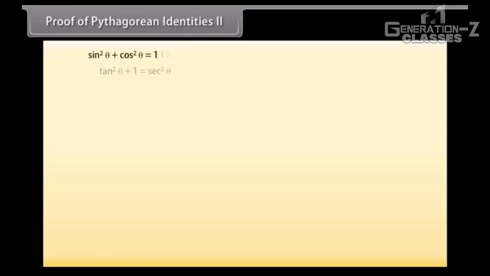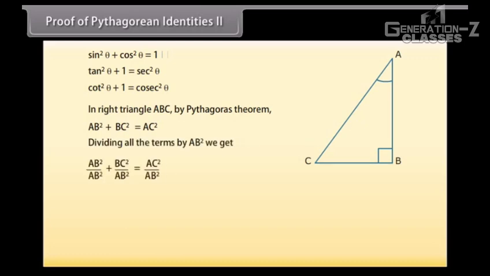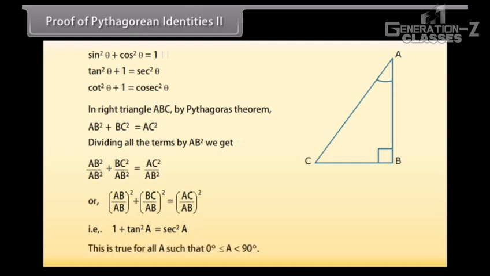Proof of Pythagorean identities 2. Similarly, we will prove these two identities. In right triangle ABC, by Pythagoras theorem, AB square plus BC square is equal to AC square. Dividing all the terms by AB square we can write it as (AB upon AB) whole square plus (BC upon AB) whole square equal to (AC upon AB) whole square. That is, 1 plus tan square A is equal to sec square A. This is true for all A such that 0 degree is smaller than or equal to A, which is smaller than 90 degree.